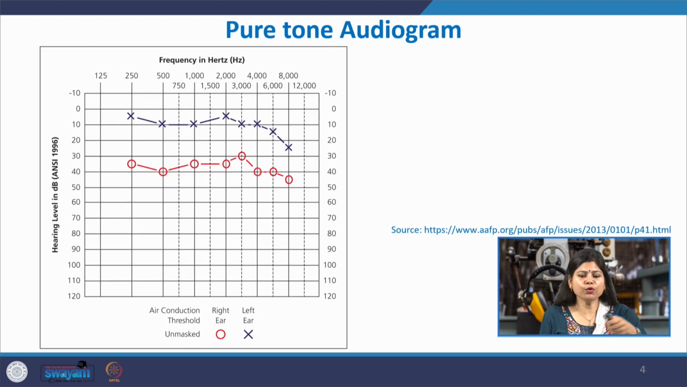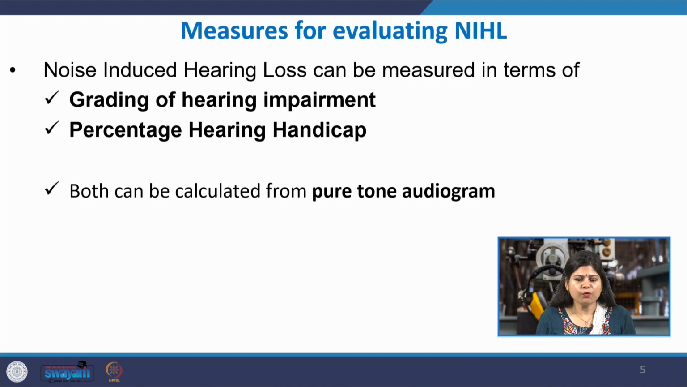So, this is the pure tone audiogram that we just finished in the last lecture. The result of testing the minimum levels at which somebody hears a pure tone at various frequencies gives us a graph for each ear, showing the minimum level at a particular pure tone frequency where the sound is being heard. It looks like this, a decibel versus frequency graph. So, what do we do with this?